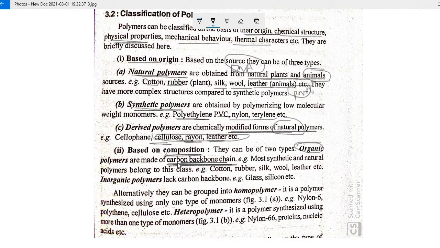तर ऑर्गॅनिक पॉलिमर म्हणजे काय? ते कंटेन द कार्बन बॅकबोन चेन. ओके, सो एक्झाम्पल्स आर रबर, सिल्क, वूल, लेदर एक्सेट्रा. सो दिस आर द एक्झाम्पल्स ऑफ ऑर्गॅनिक पॉलिमर.